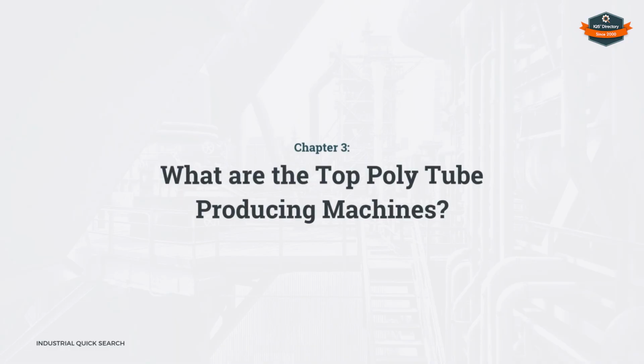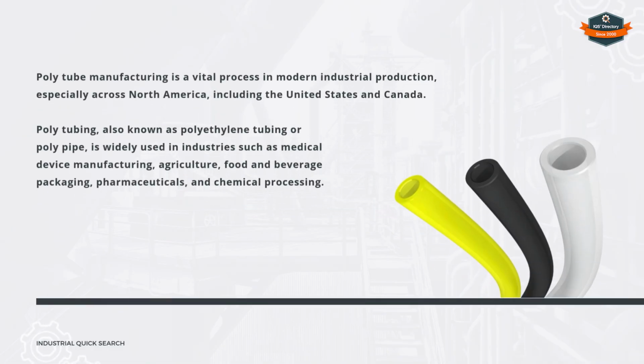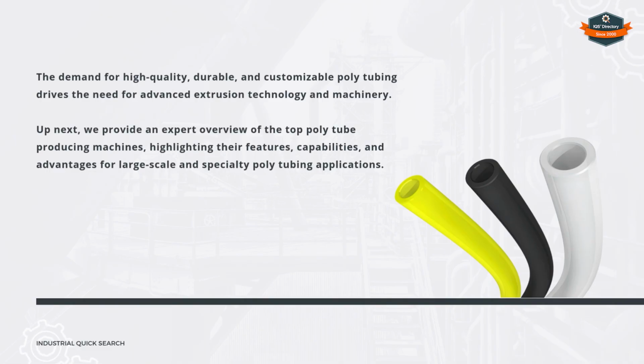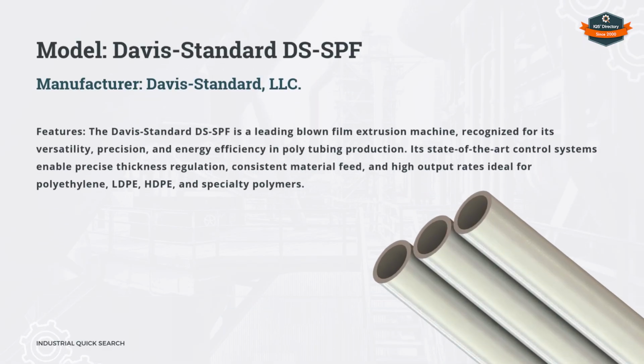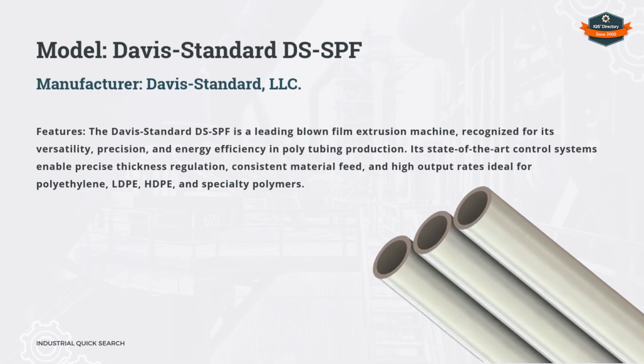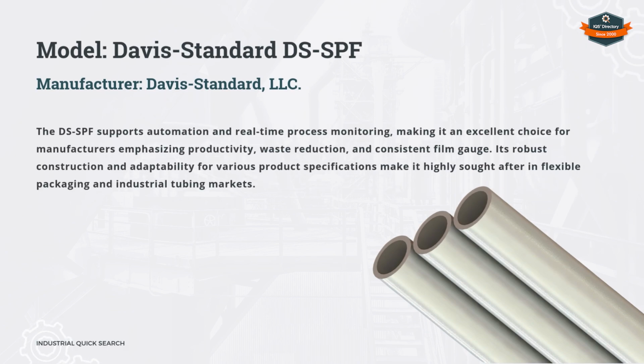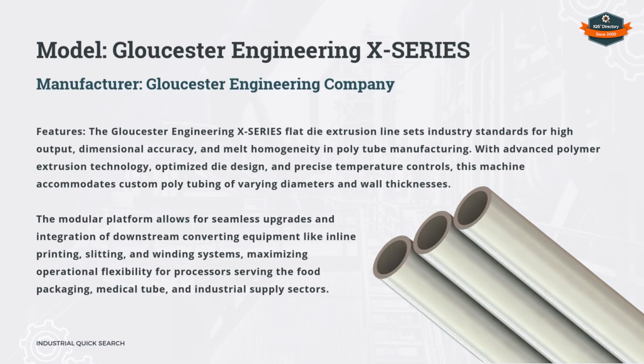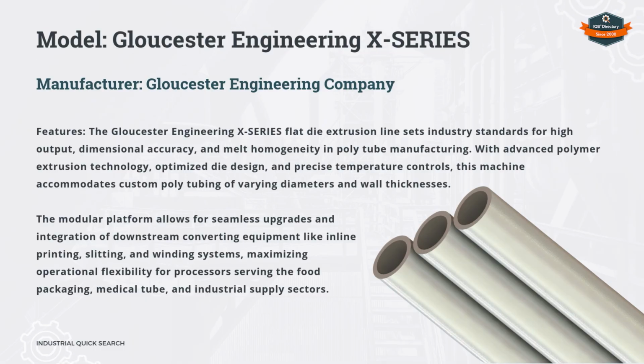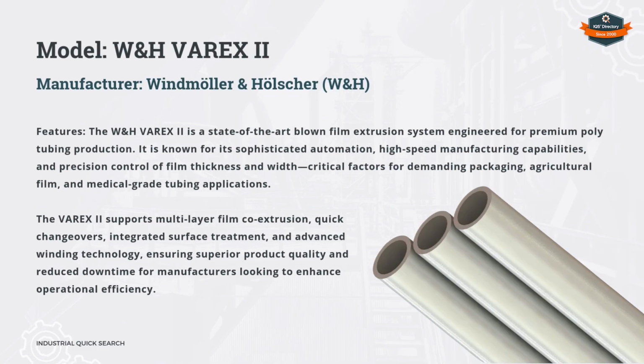Chapter 3. What are the top polytube producing machines? Model, Davis Standard DS, SPF. Manufacturer, Davis Standard, LLC. Model, Gloucester Engineering X Series. Manufacturer, Gloucester Engineering Company. Model, W&H Varex 2.